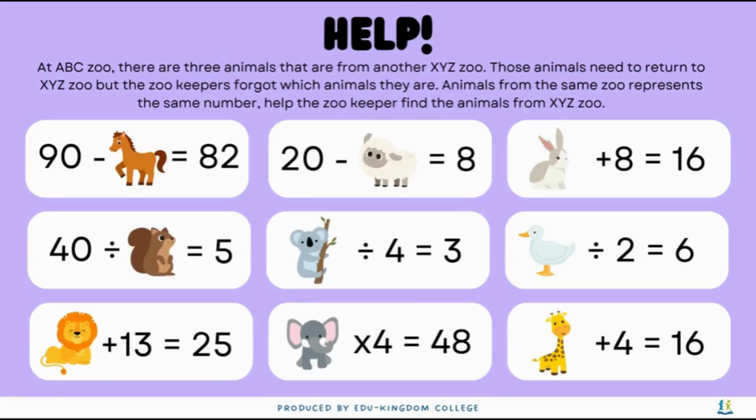Now that we have learned all the operators, let's have a look at this case here. So it says help. At the ABC Zoo, there are 3 animals that are from another zoo, XYZ Zoo. Those animals need to return to XYZ Zoo, but the zookeeper forgot which animals they are. Animals from the same zoo represent the same number. Help the zookeeper to find the animals from XYZ Zoo.